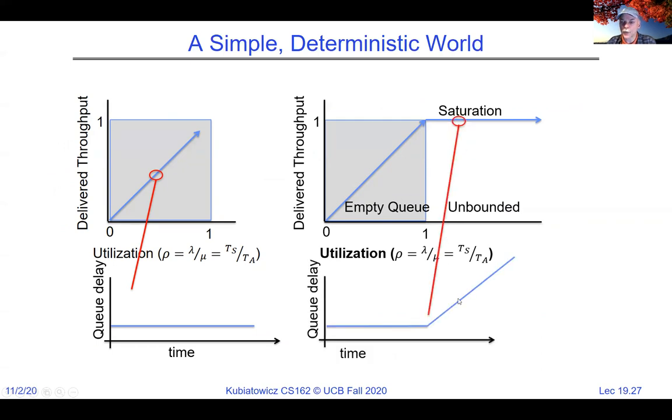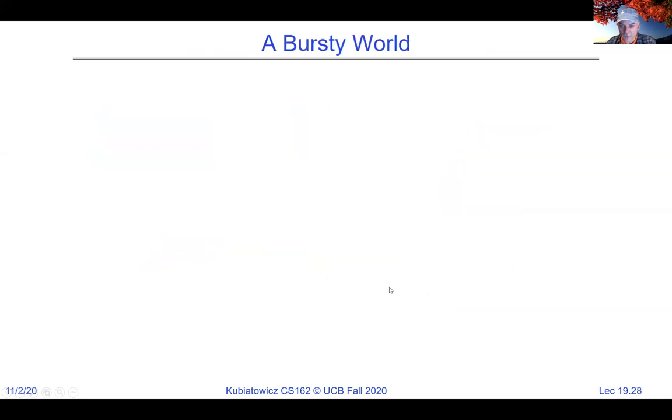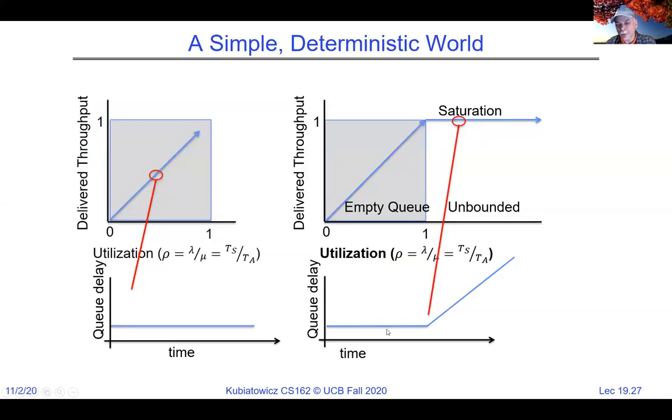And in this deterministic world, what happens is if you look at queuing delay as a function of utilization, sorry about that, if you basically build things up too large, then once you get past the large queuing delay, you basically start growing without bound as to how long it takes to get your hamburger.